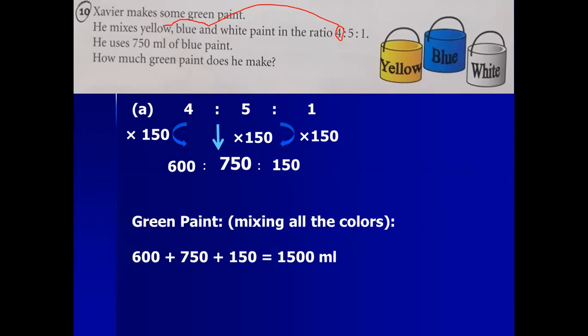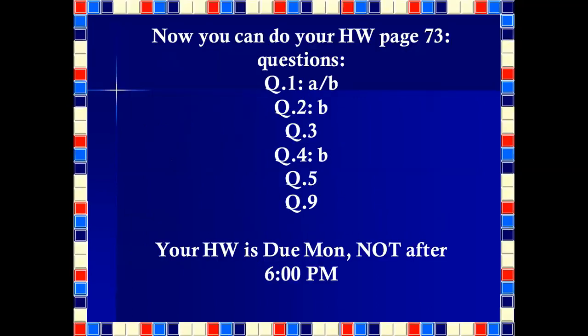Okay, guys. Don't forget to do your homework at page 73. Your homework is due Monday, not after 6 p.m. Please. Question 1, A and B. Question 2, part B. Question 3. Question 4, part B. Question 5, and question number 9 at page 73, guys. Please don't forget that.